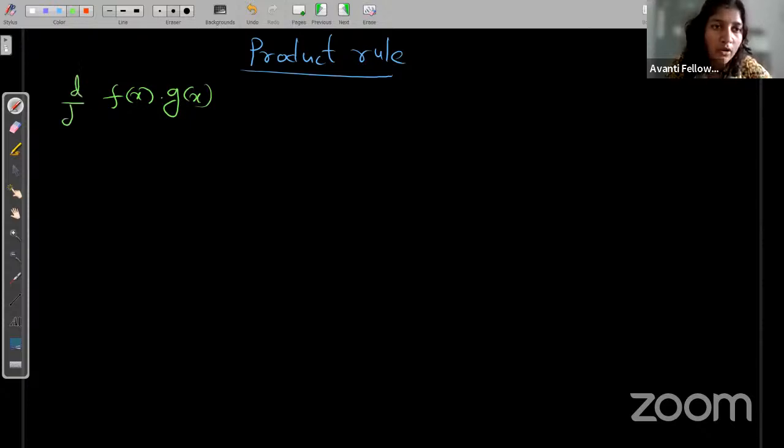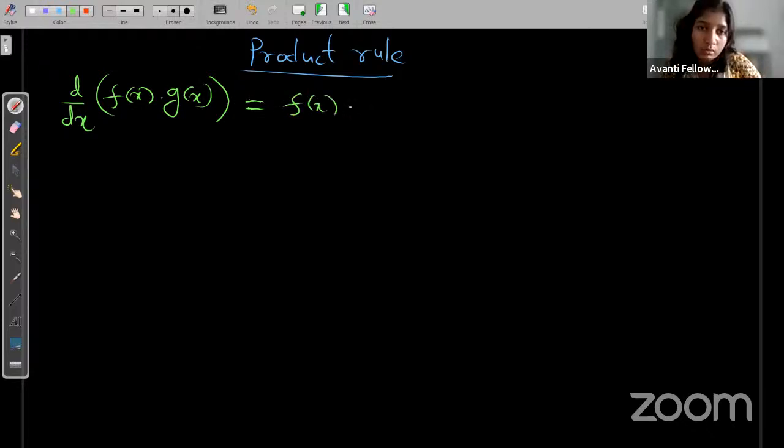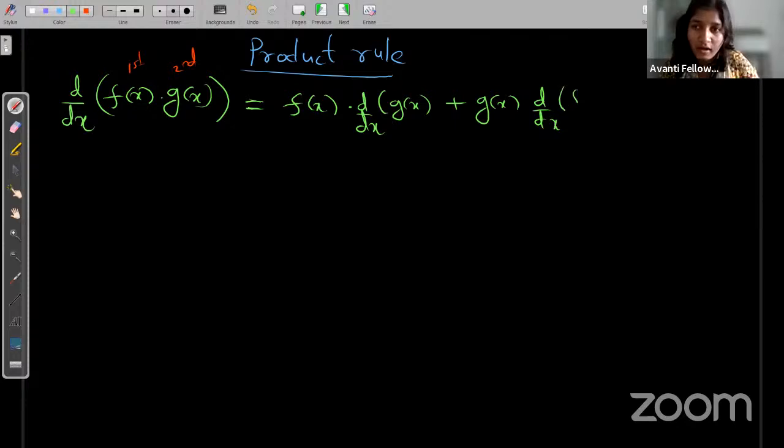So how to differentiate it? What are we going to get when we differentiate it? When the functions are in the product form, the differentiation of those functions will be the first function as it is into differentiation of the second function g of x, plus the second function as it is into differentiation of the first function, that is f of x. Okay. So this is how we differentiate the functions which are in the product form.